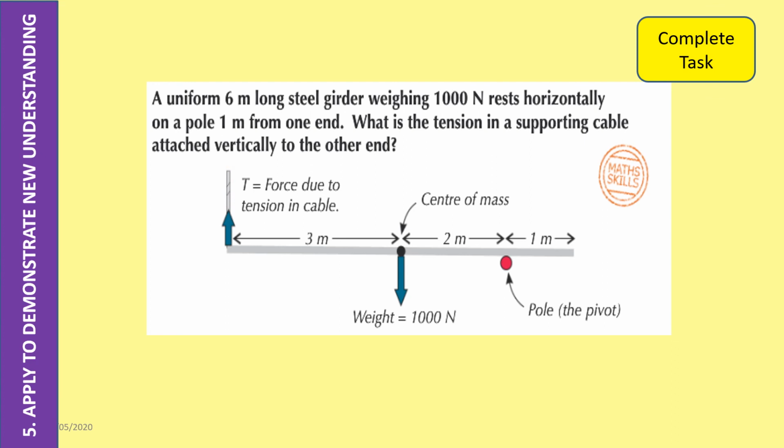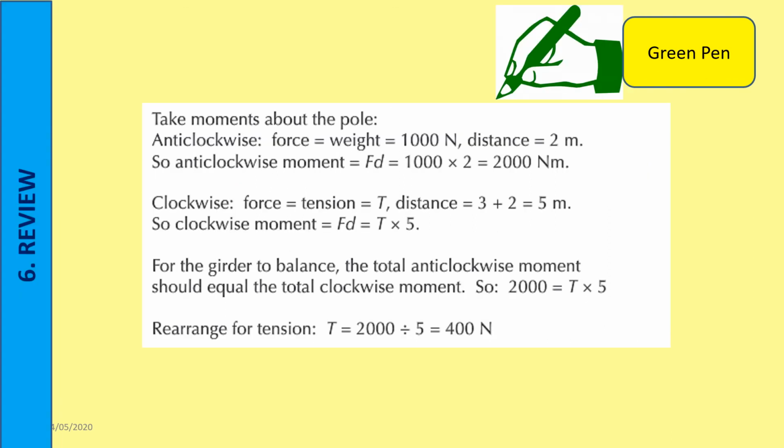Now it says in the question that it's horizontal. So what that means is, because it's horizontal, the system is at equilibrium. And if a system is at equilibrium, you know that the clockwise moments have to equal the anti-clockwise moments. Now, having said all of that, try the question. Green pen your answer using this slide.